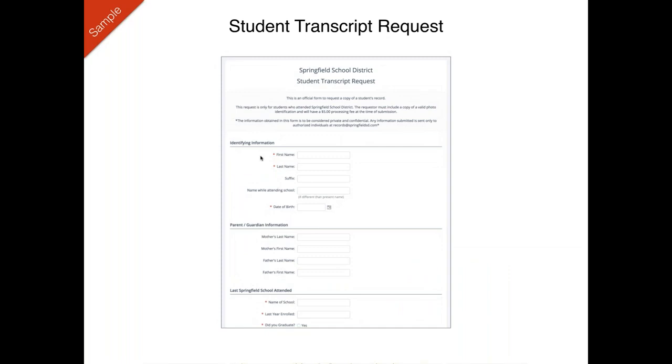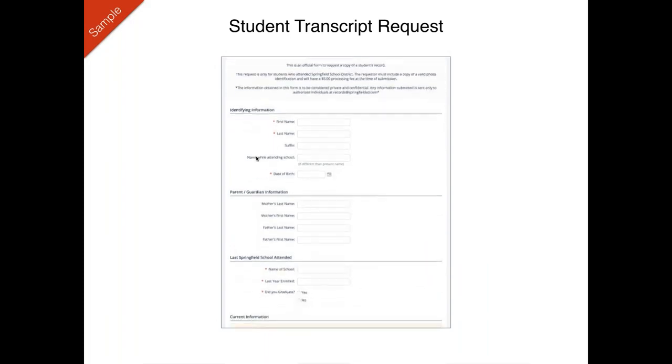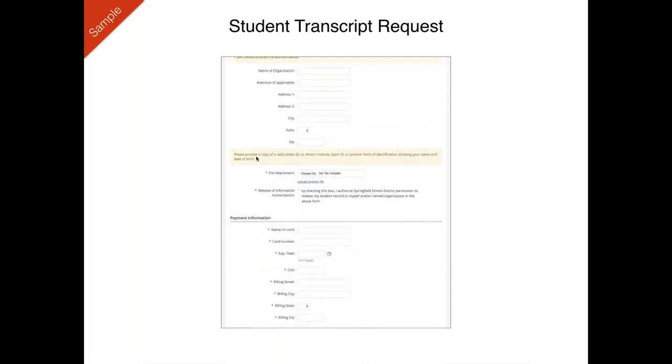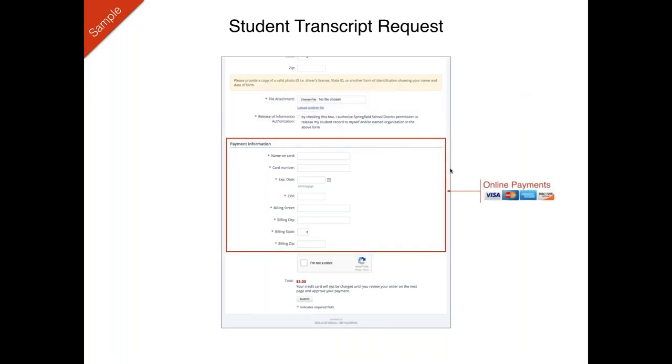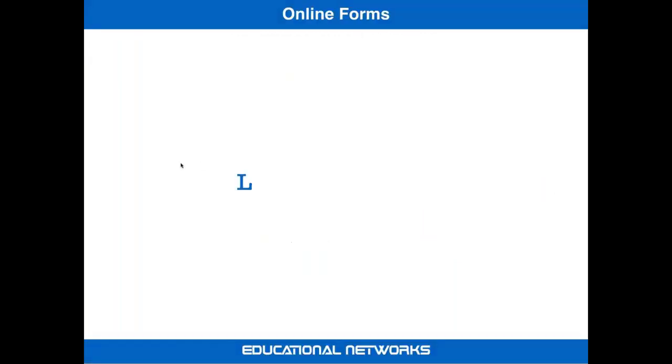Now, this next form is a little bit different. It is not a school year application. It is instead a student transcript request form. We see a lot of similar things over here. So, for example, we see the required fields, but one thing that's very different about this is that it has a file attachment. This form is asking that a driver's license be provided to verify that whoever is requesting that transcript is in fact authorized to do so. We also see where you can have payment information, so you are able to accept credit card payments with the Forms feature.